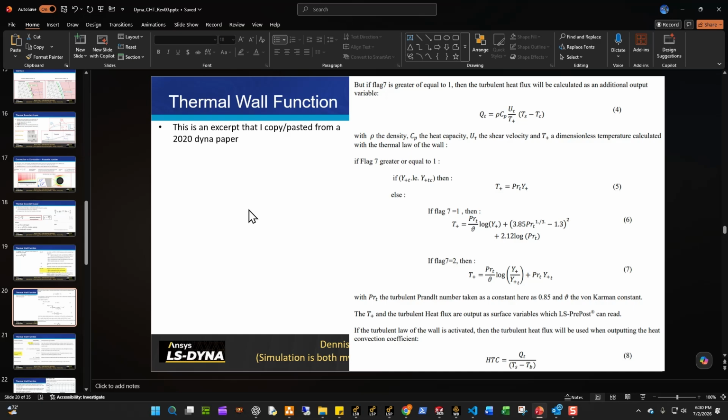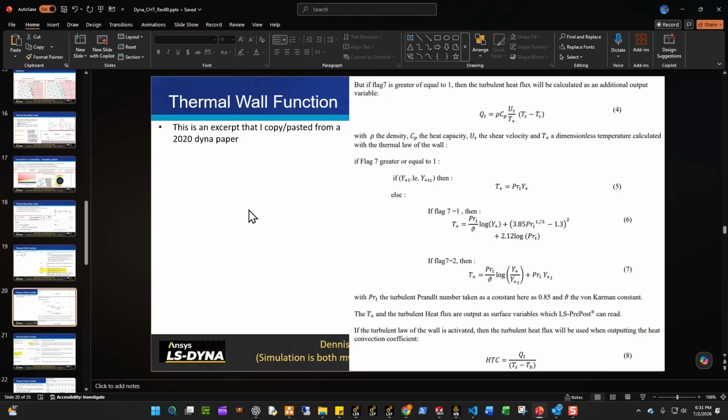If you do activate it, I actually copied this from the documentation from one of the papers, which I thought gave a really good explanation about what's happening, right? So you can actually calculate what your thermal boundary layer needs to be, and then how the wall function is actually activated based on that. Basically, the turbulent heat flux will be calculated as an additional variable, which is the thing that we're looking at here.